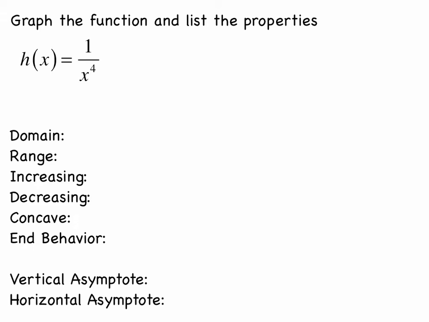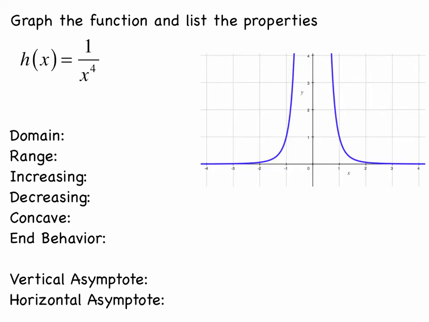Okay, the third graph is h of x equals 1 over x to the 4th. Pause the video now. Okay, this graph is very similar to the graph of 1 over x squared, and it looks like this. The domain, it's not all real numbers. Remember, you can't get 0 for your x values. 1 over 0 is undefined, so be careful how you write the domain here. It would be from negative infinity to 0 and from 0 to infinity.